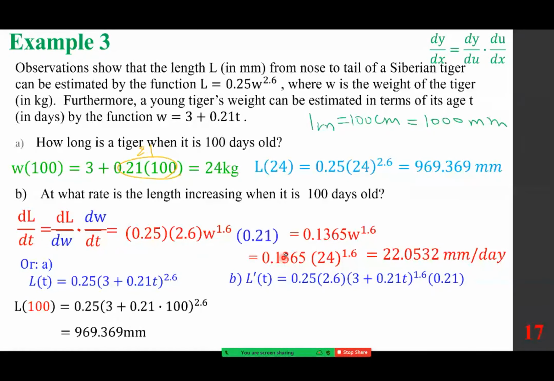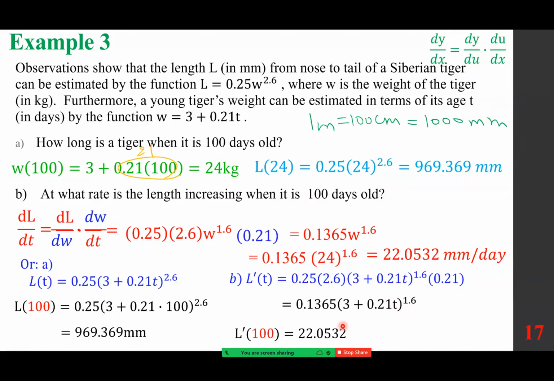We had already done that in the previous case, and so it's 0.1365, and then the parentheses. And now, if I replace the t with 100, I get exactly the answer that I got here. The difference is this is a composite function. I found the composite function, and the composite function wasn't difficult to find. So I did it two different ways, using Leibniz's notation, and using the composite function. In some instances, it's not easy to find the composite function. That's why you really want to know both.